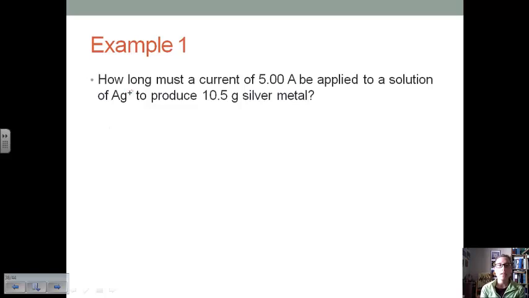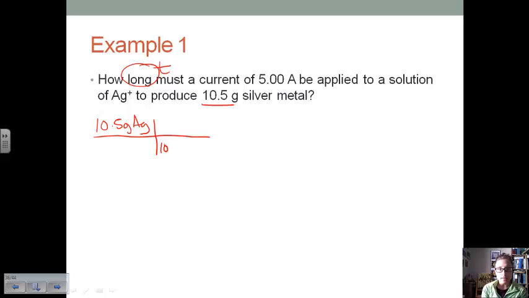Okay, so we want to know how long must a current of 5 amps be applied to a solution of silver ions to produce 10.5 grams of silver metal. So we're looking for time, and we're starting with mass. So it's basically the reverse. So first, let's take our grams and go to moles so that we can use our half reaction, which we'll need to also look up.